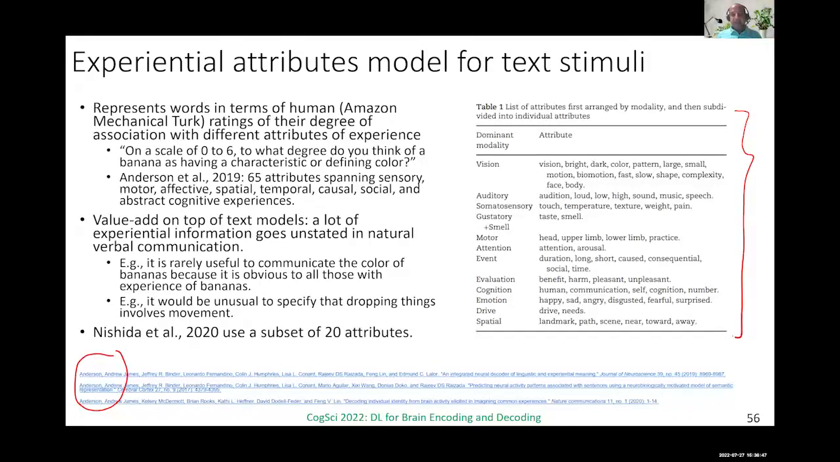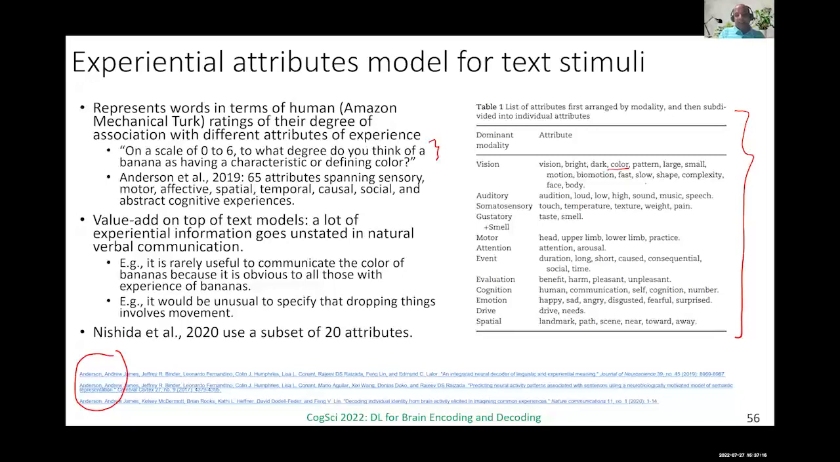So for example, the question that was asked was, on a scale of 0 to 6, to what degree do you think of a banana as having a characteristic or defining color? Why banana? Well, of course, banana was shown as a stimulus to the person whose fMRI was recorded, and so on. Now, you would think that you could use just text-based models. You could take the word embedding for banana, and it should be sufficient. Big deal about asking people to tell about the color of banana, right? I mean, essentially different kinds of questions that can lead to banana.